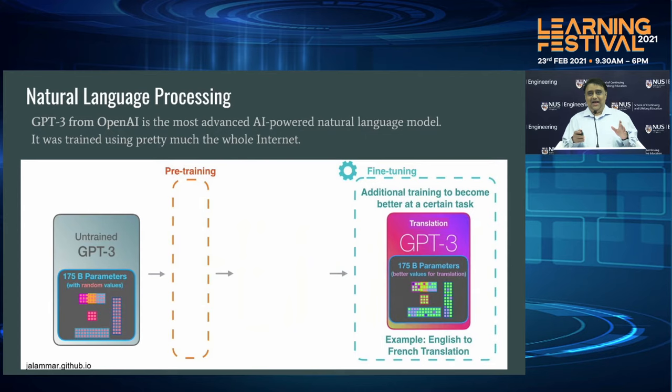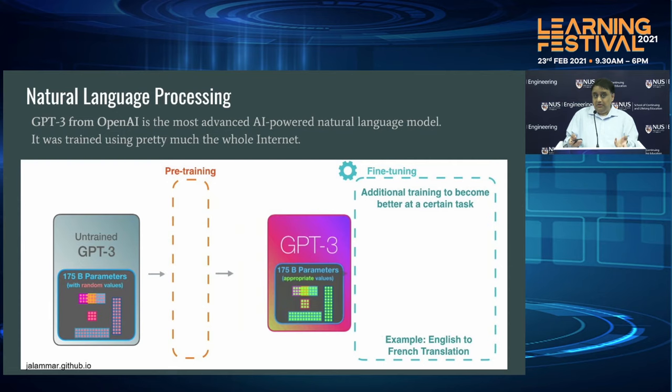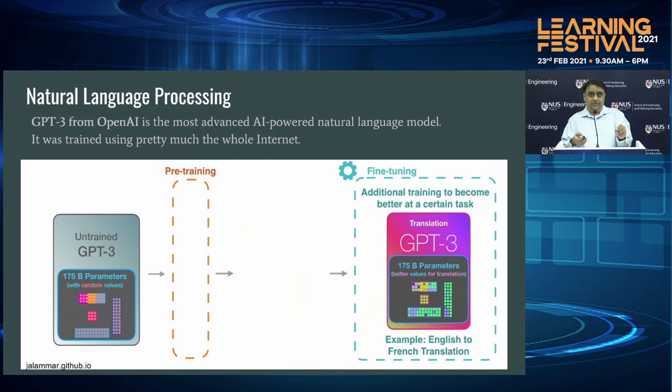I don't have the exact figure, but it was pretty much trained on the whole internet. We're talking about 60 million websites and all of their hyperlinks. So this natural language model is trained on that. What OpenAI has done is they've made this language model available to everybody. And what you can do is take their pre-trained model, which has been trained on the internet to achieve a set of tasks.